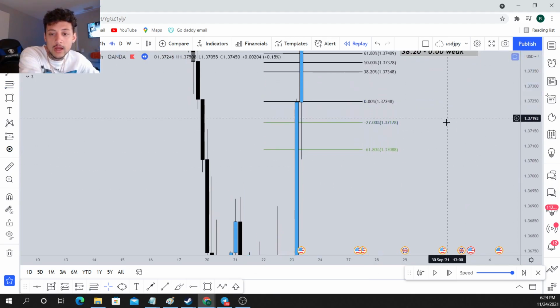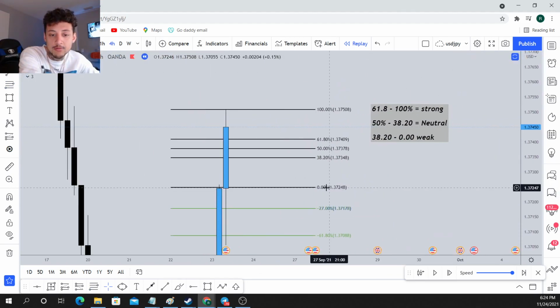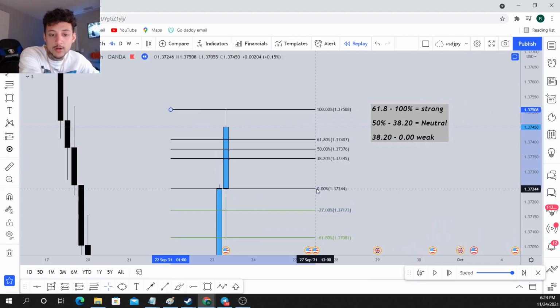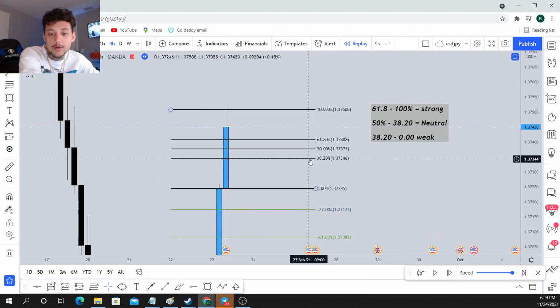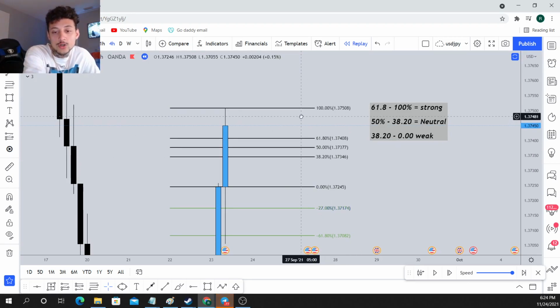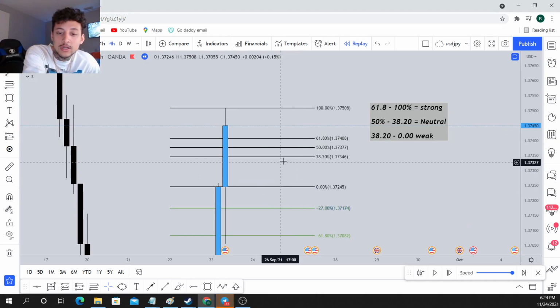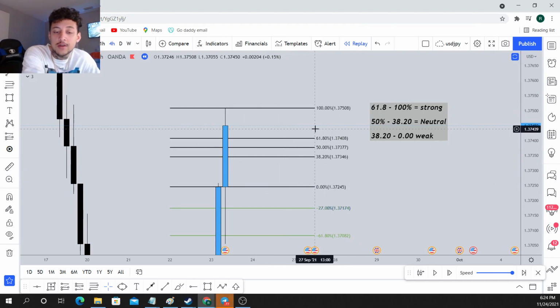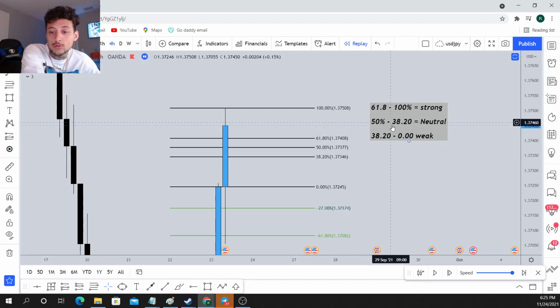And as you can see, we have different levels here. We have the 0, which is where the candlestick started, which let me adjust that. We have the 38.20, we have the 50%, we have the 61.8%, and we have the 100%. We're going to be using these percentages to make cuts within the candlestick to determine what level the candlestick is actually trading at: if it's at a very strong closure, a neutral closure, or a weak closure.